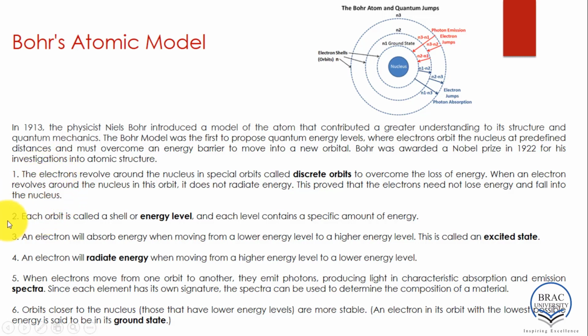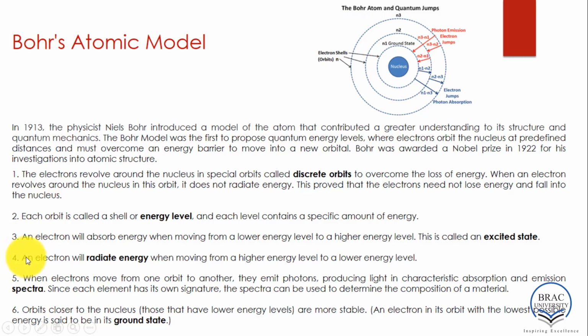Now comes the second point. Each orbit is called a shell or energy level, and each level contains a specific amount of energy. Say this is a shell or orbit, this contains a specific energy, and this is the second shell or orbit, and this also contains a specific amount of energy, and this is the third shell or orbit, and this also contains a very specific amount of energy.